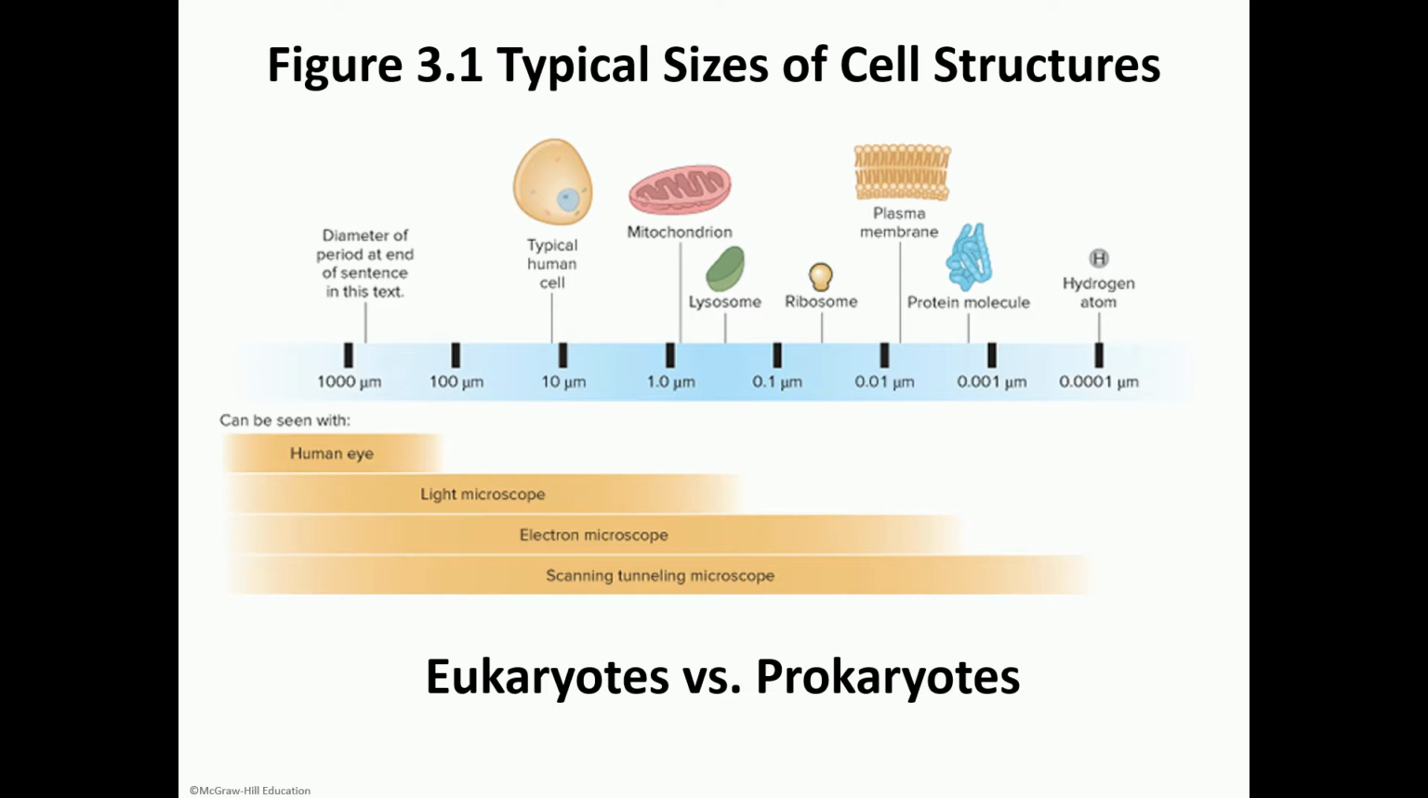So karyote means a nucleus. A prokaryote does not mean a cell that has a professional nucleus. It is actually a cell that was pre-nucleus. So it is a cell that does not have a nucleus. It is a very primitive kind of cell.